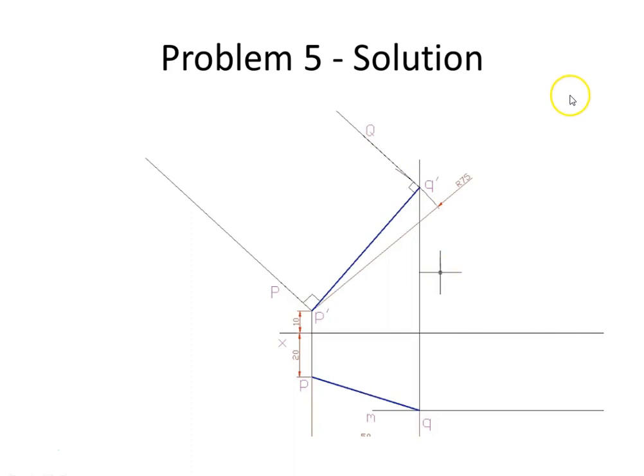So P is marked at 20 mm from P dash, and Q, capital Q, is marked at 35 mm from Q dash. And simply join P and Q and you get the true length on that side. And you also directly get the inclination there.